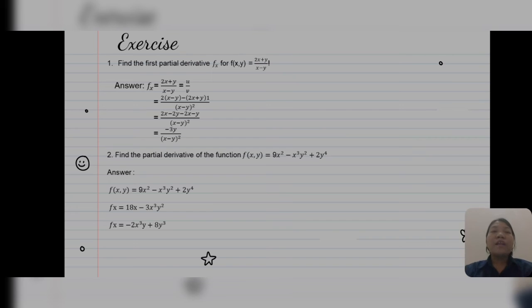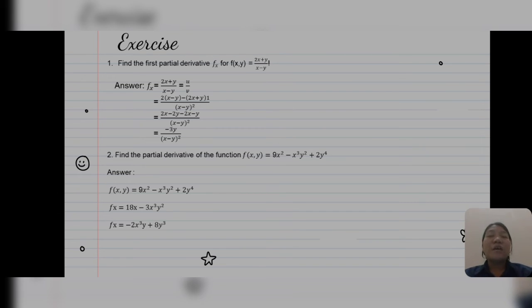So we need to find the first partial derivatives first. The u prime is 2 because, as we can see, 2x, the x only has power 1, so we multiply the 2 with 1, so we get 2, and the x we subtract 1 from, so it's gone. And here we consider y as a constant because we are finding the first partial derivative only for fx.